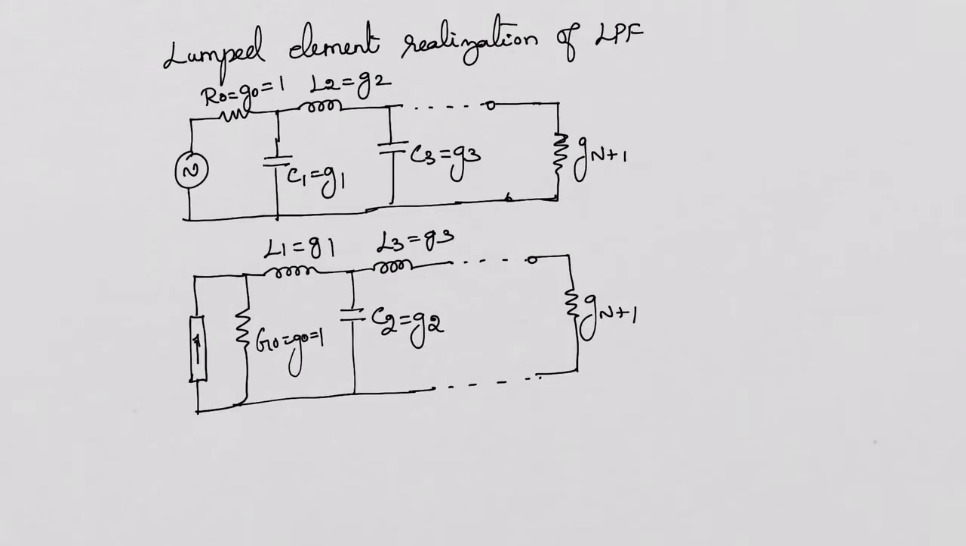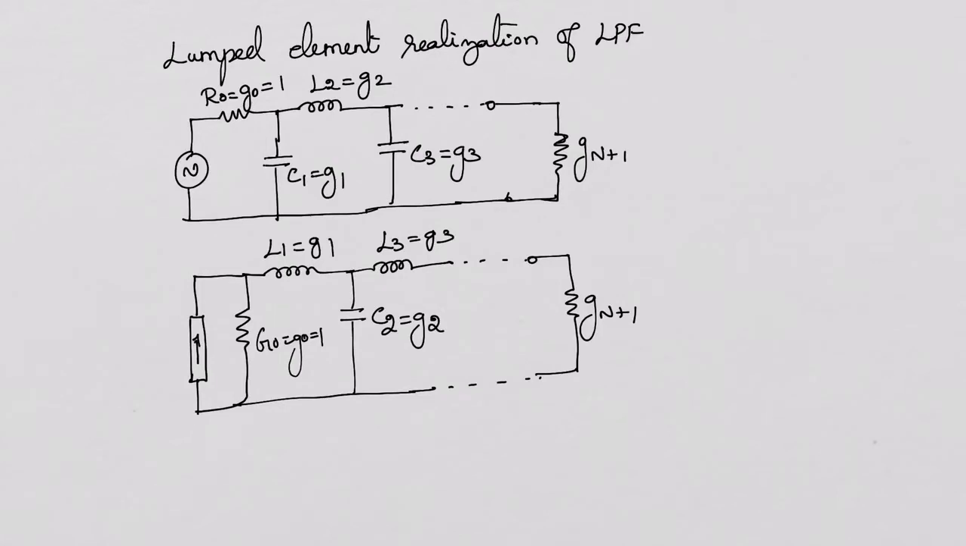In the first configuration, the source is a voltage source, so the source impedance is connected in series, whereas the second one is a current source, therefore the source impedance is connected in parallel. One more difference between these two configurations is that in the first configuration, the first element is a capacitor, then an inductor, and then a capacitor.